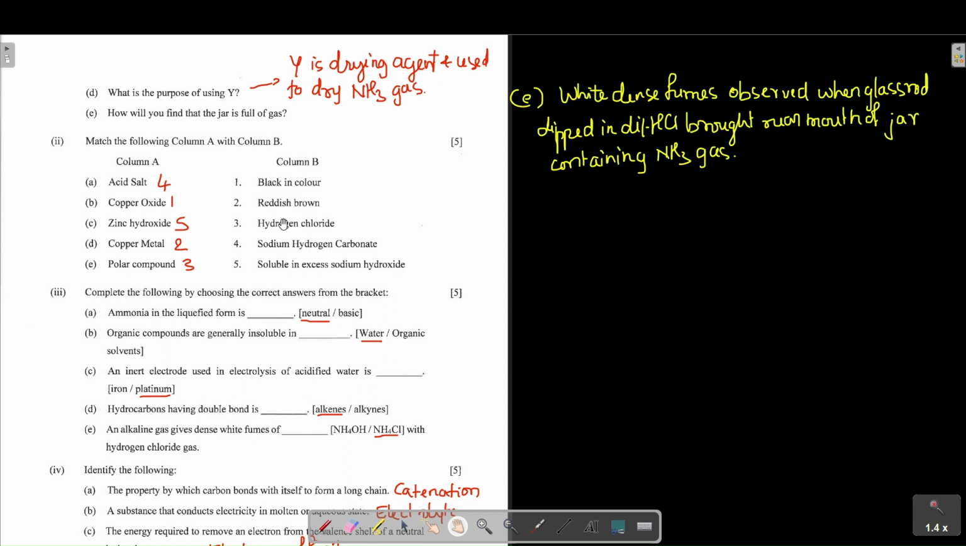Copper oxide is black in color. Zinc hydroxide is soluble in excess sodium hydroxide. Copper metal is reddish brown. The polar compound is hydrogen chloride.